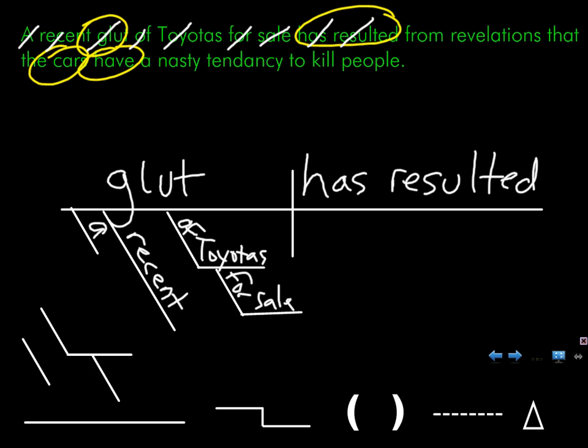A is attached to glut, recent is attached to glut, of Toyotas is attached to glut, and for sale modifies Toyotas. Which Toyotas? The Toyotas for sale. What about the rest of the clause? Oh, somebody else? What about from Revelations? How has it resulted? From Revelations.